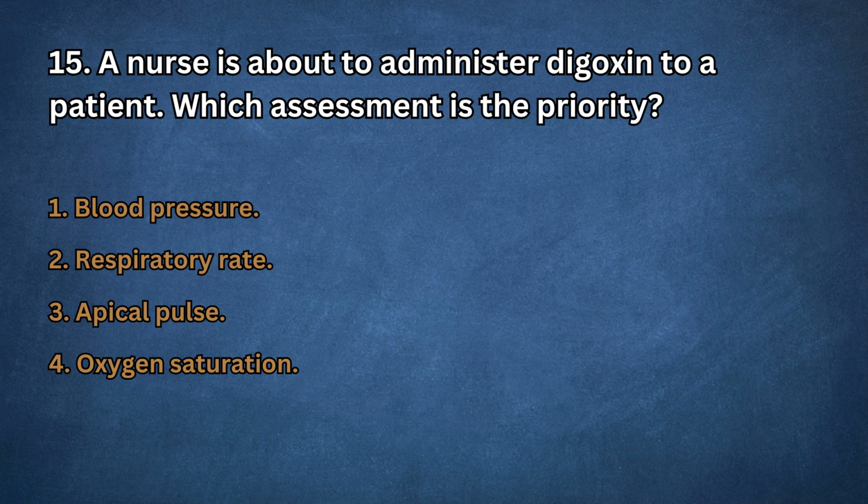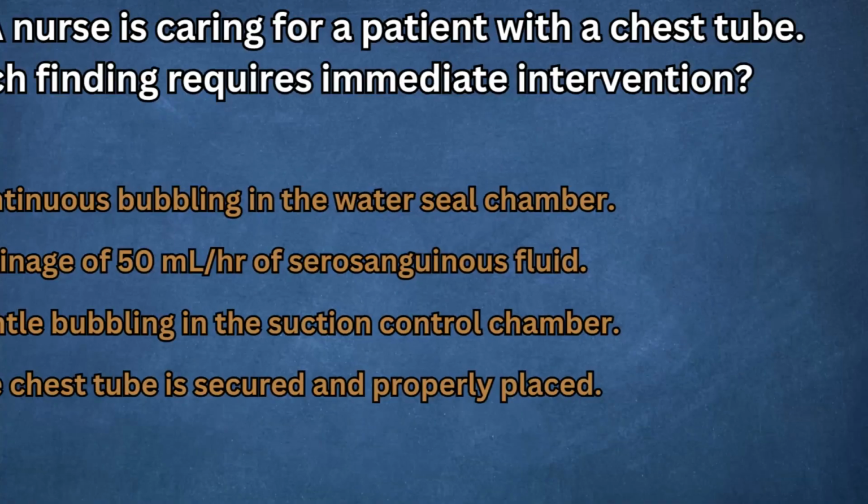15. A nurse is about to administer digoxin to a patient. Which assessment is the priority? 1. Blood pressure. 2. Respiratory rate. 3. Apical pulse. 4. Oxygen saturation. Answer 3. Apical pulse.